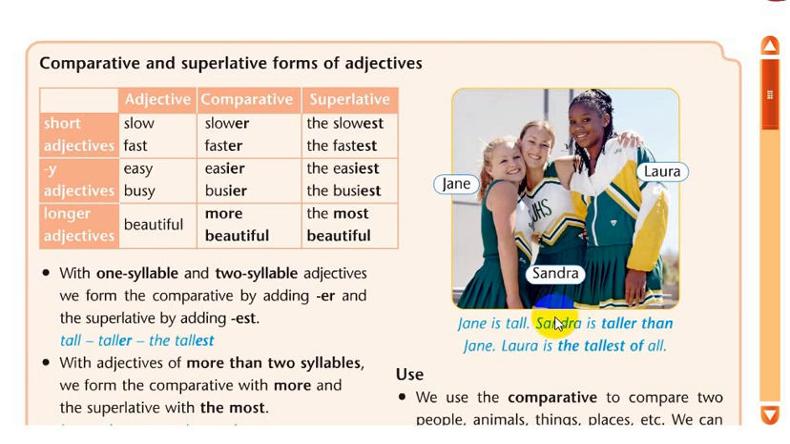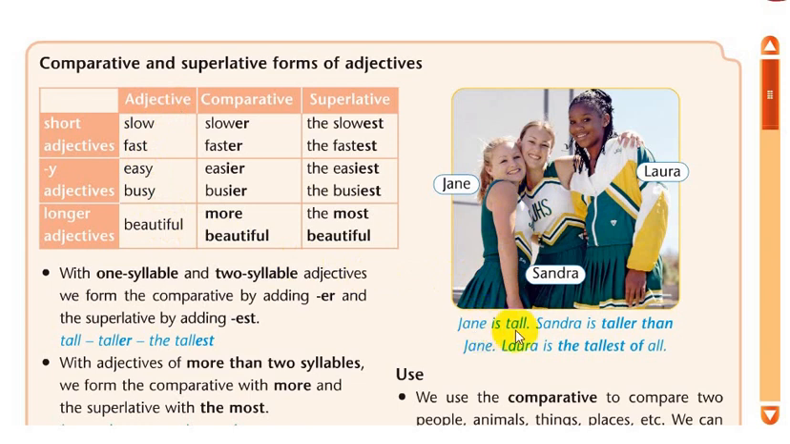So let's first of all remember our rule for how to use adjectives as a part of speech in English. Adjectives describe people or a subject, for example: slow, fast, easy, busy, beautiful. As you see in our picture, we have three people, Jane, Laura, and Sandra, and we use the adjective in the first sentence. Jane is tall.